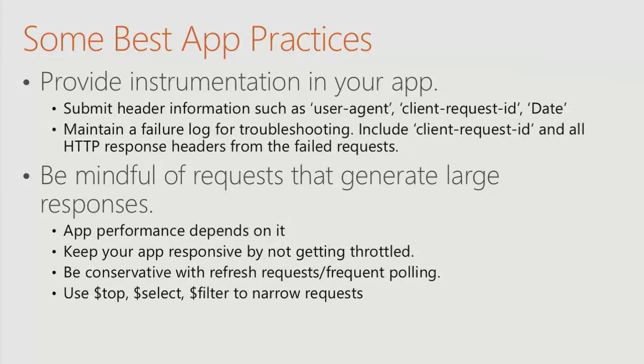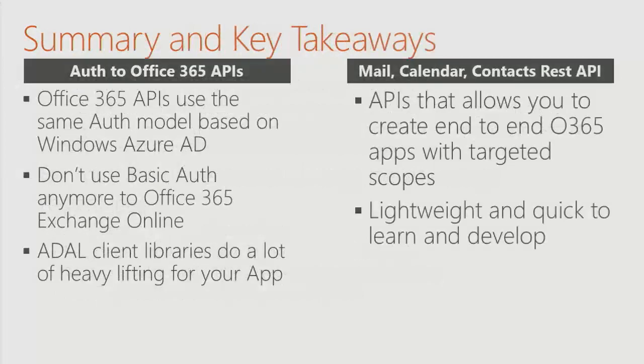Again, be mindful of requests that generate large responses, not only because you don't want to get a lot of data, which can have a negative performance impact on your app, but also because you don't want to make too many requests, which will potentially lead to your app getting throttled. Be conservative with the number of requests you make, and use OData's URL conventions to make narrower requests so you can get exactly just what you want.